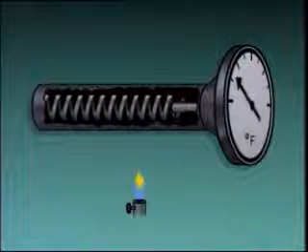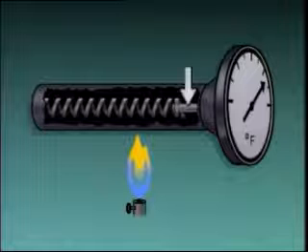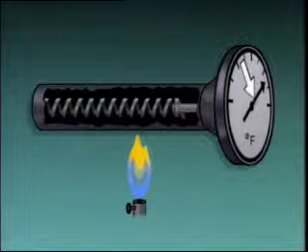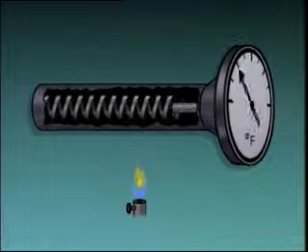The unequal expansion causes the element to rotate slightly. The rotation turns a rod, which in turn moves a pointer. The pointer movement indicates the change in temperature. If the temperature decreases, the opposite effect occurs. One thing to keep in mind about using fluid thermometers or bimetallic thermometers is to not overheat them. Overheating or overranging a thermometer can damage it.